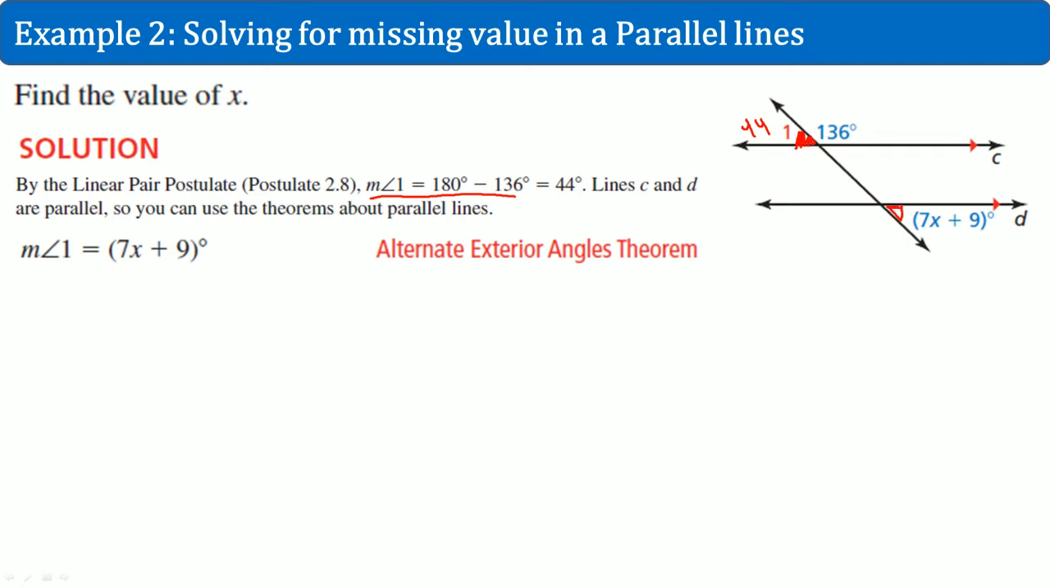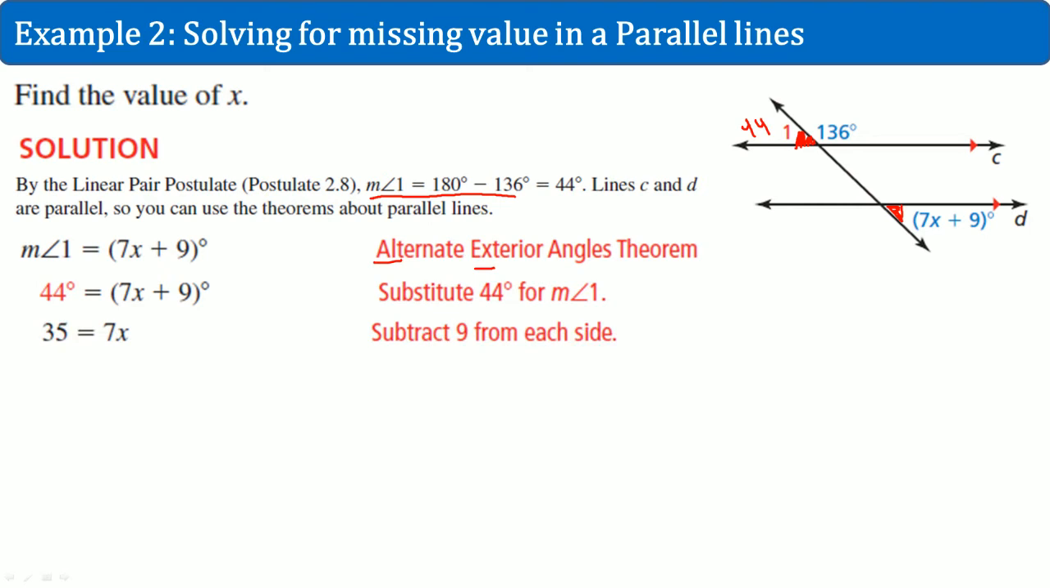And how do they know it's congruent? By the alternate exterior angles. That was one of the 3 that we have to memorize. Now you can solve for it because we know angle 1 was equal to 44 degrees. Now they're going to subtract 9 from both sides.